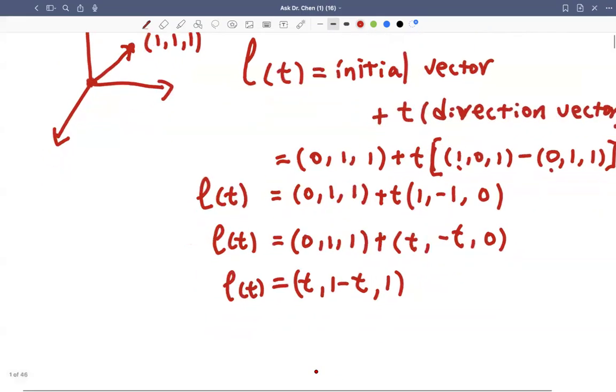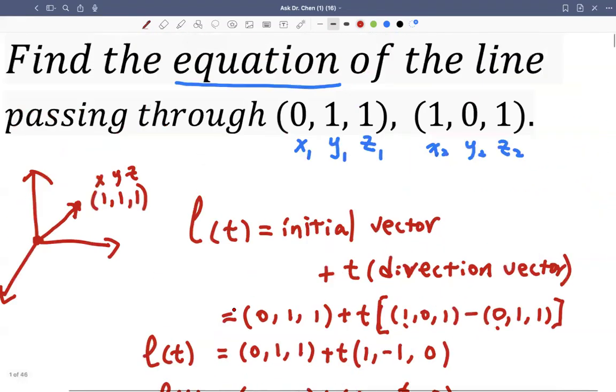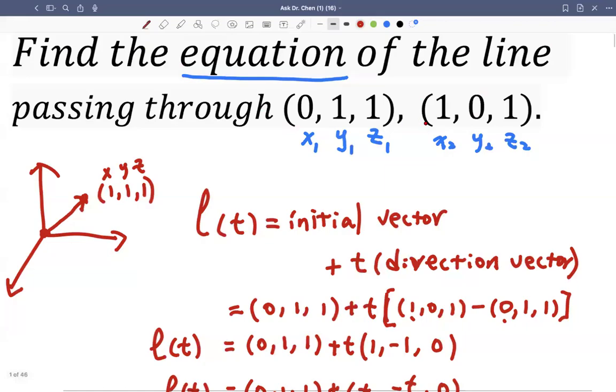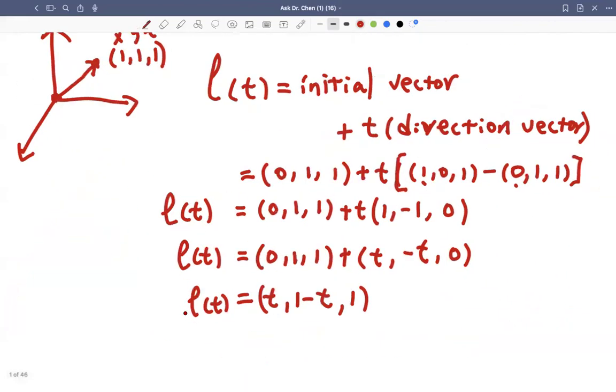So it's a vector. In spaces higher than 2 dimensions, we represent a straight line with the idea of a vector. The line passing through these 2 points, 0, 1, 1 and 1, 0, 1, we can represent as L of t equals t, 1 minus t, 1.